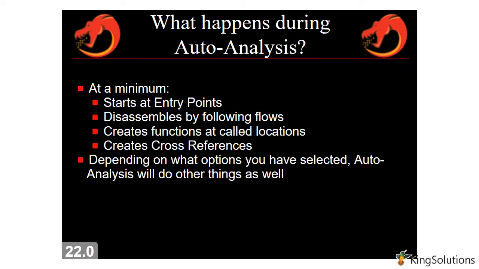During auto-analysis, Ghidra starts at entry points and disassembles by following flows. It creates functions and cross-references at called locations. Depending on the option selected, auto-analysis may do other things as well. This includes using operand references to create code or data where an operand points to, making switch statements using decompiler information, making function signatures based on decompiler information, demangling mangled names, recognizing and naming library functions, performing specific functions depending on the binary type, looking for images.